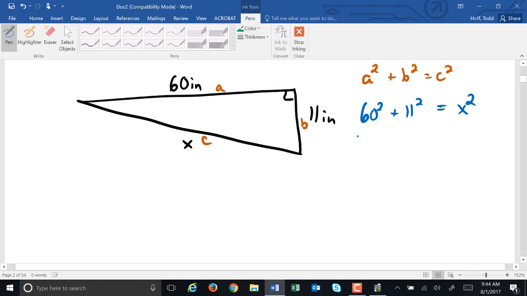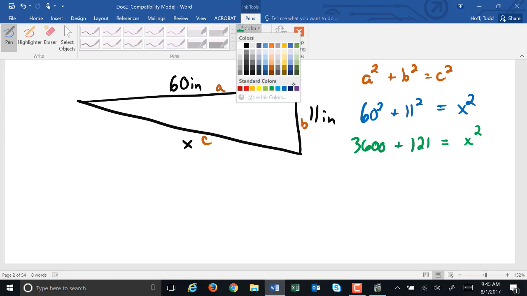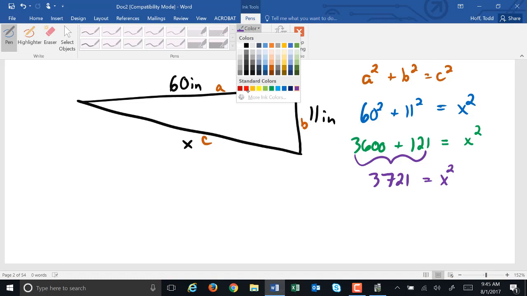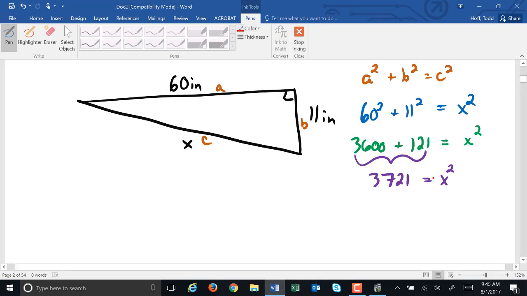So I'm going to square. 60 squared is 3,600. 11 squared is 121. Still equals x squared. So 3,600 and 121 is 3,721 equals x squared. And our last step is to square root. X equals 61. The others are in inches, so that is in inches as well.